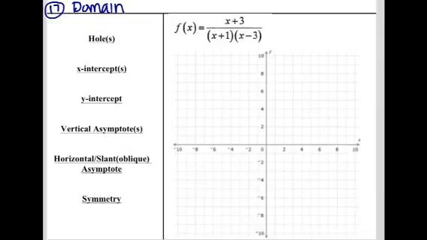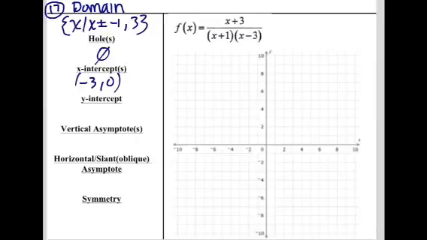Okay, so the domain is all x such that x cannot be negative 1 or 3. Okay, no holes because there are no common factors in the numerator and denominator, and the x-intercept would be negative 3. That's what makes the numerator 0. Y-intercept, again, I can plug in zeros here for all the x's, but let me just go ahead and quickly do the multiplied form, so negative 2x minus 3. So we cover up the x's and we're left with 3 over negative 3, which is negative 1.